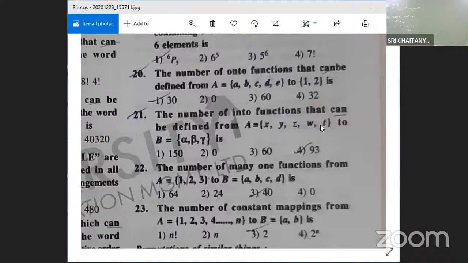Now, problem number 23. n of A is equal to n. A consists of n elements and n of B is equal to 2. He asked you for the total number of constant functions. At the time of functions, I discussed that the number of constant functions from capital A to B is equal to n of B itself, which is equal to 2.